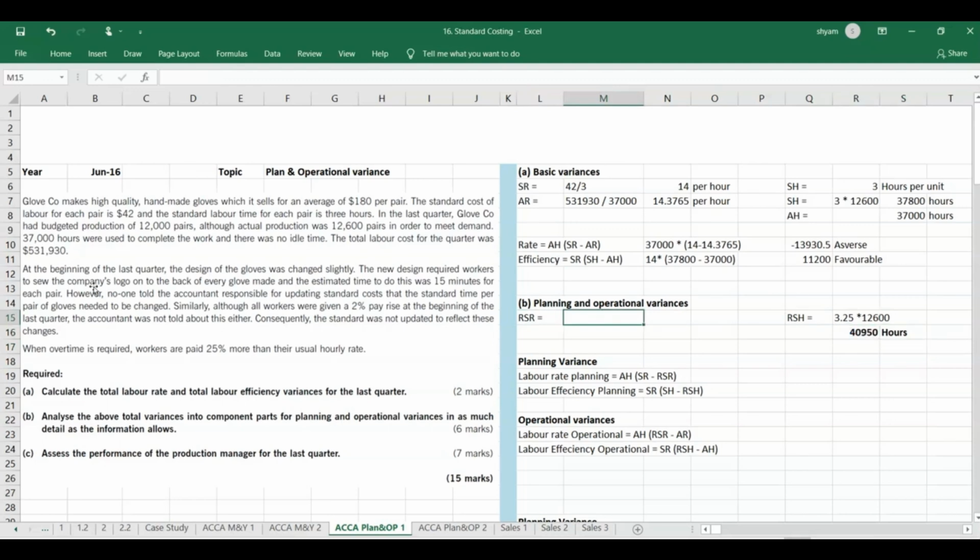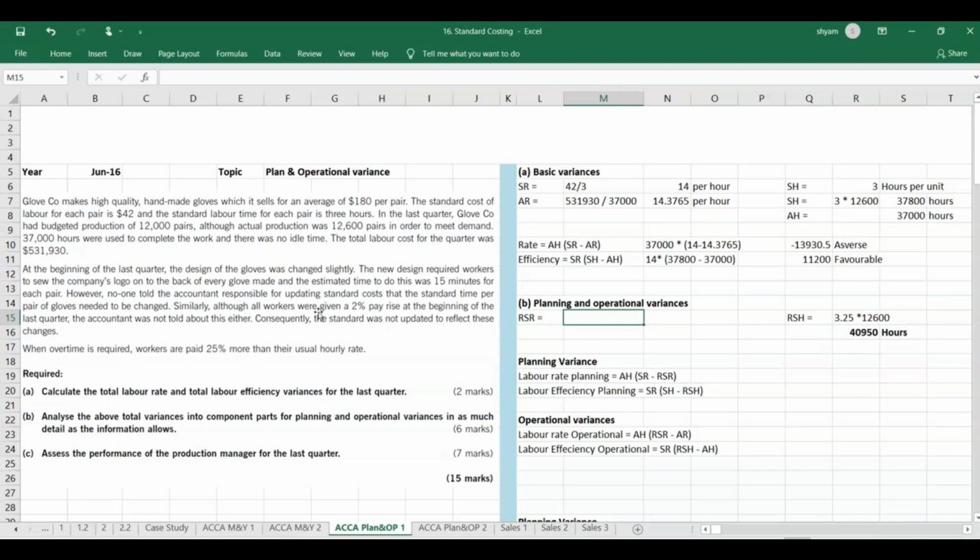The next one is, however, no one told the accountant responsible for updating standard costs that the standard time per pair of gloves needs to be changed. That means the planning has changed, but it has not been told to the accountant. So the planning has to now be changed. So the revised time, 40,950, is the proper revised time.